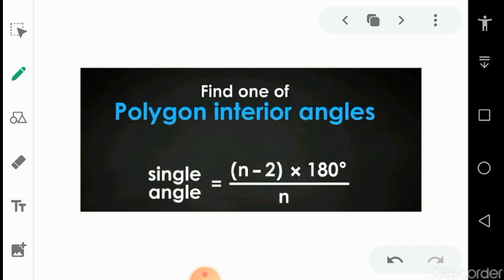Here n is the number of sides. This n is the number of sides. So how we can use the formula, you will see in the next slides. Listen, be careful, this is the value of an interior angle, not the value of the sum of the interior angles. Okay, it will give the value of a single interior angle.